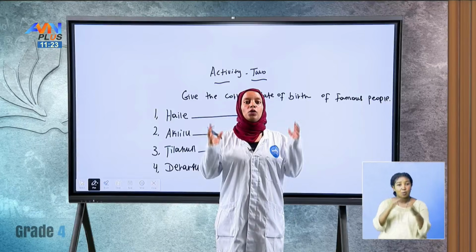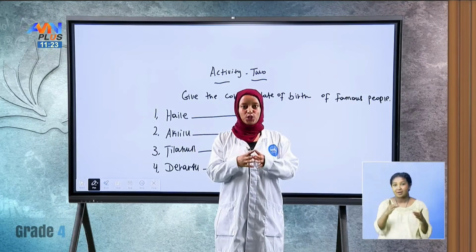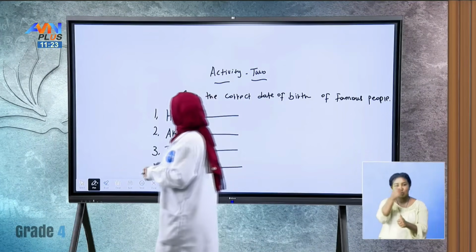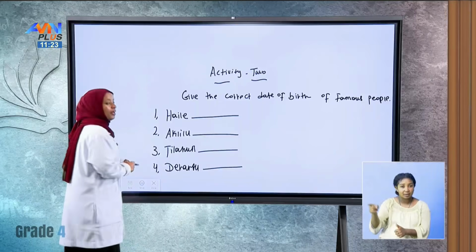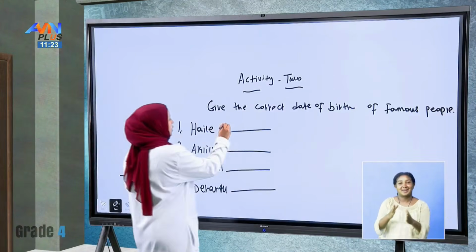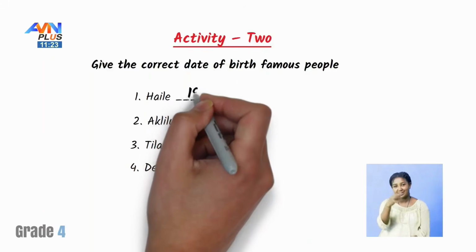I hope you all have finished your activity. Let us do it together. The first Ethiopian famous person is Haile Gebrselassie. He is a famous runner. He was born in 1973.